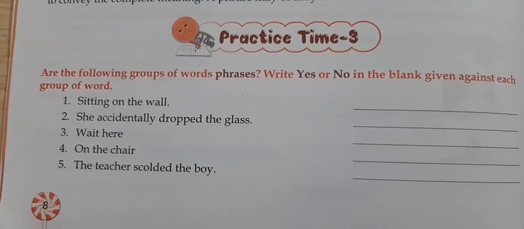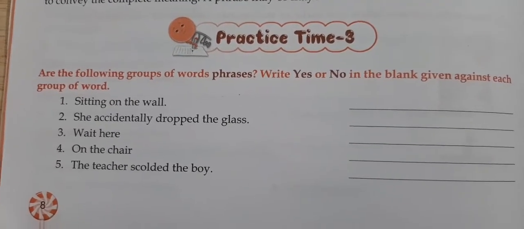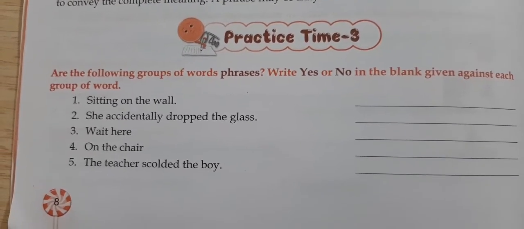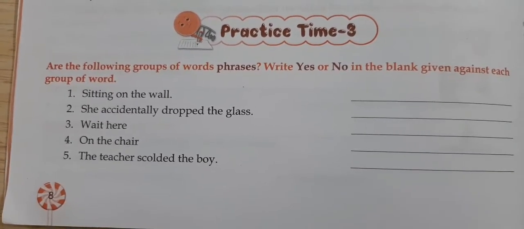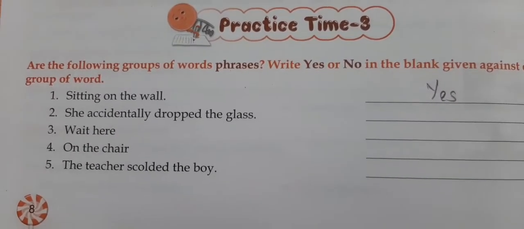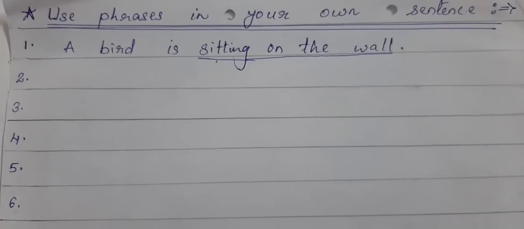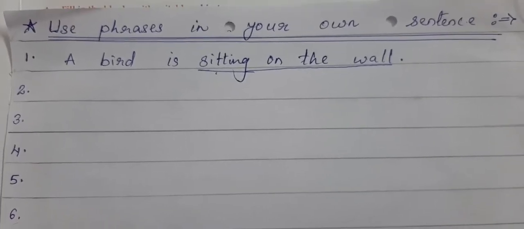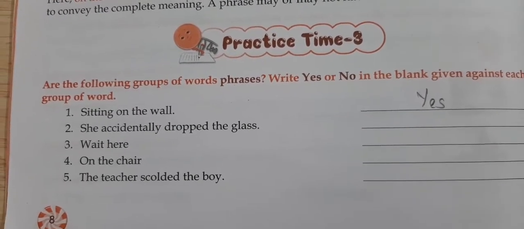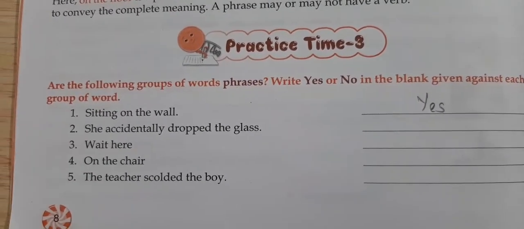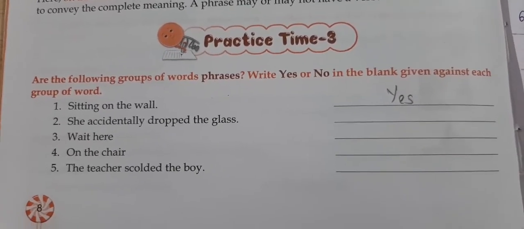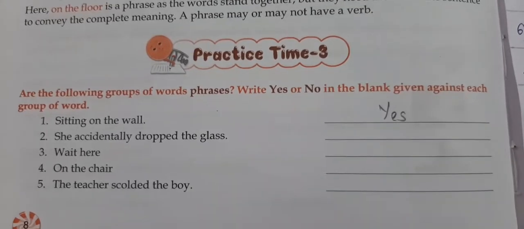So, number 1, sitting on the wall. Yes, it's a phrase. Can we make a sentence for it? A bird is sitting on the wall. So, we wrote here yes, it's a phrase, and we have framed a sentence for it. A bird is sitting on the wall. She accidentally dropped the glass. Is it a phrase? No, it's a sentence. It's a complete sentence with a subject and a verb and a complete remaining part.